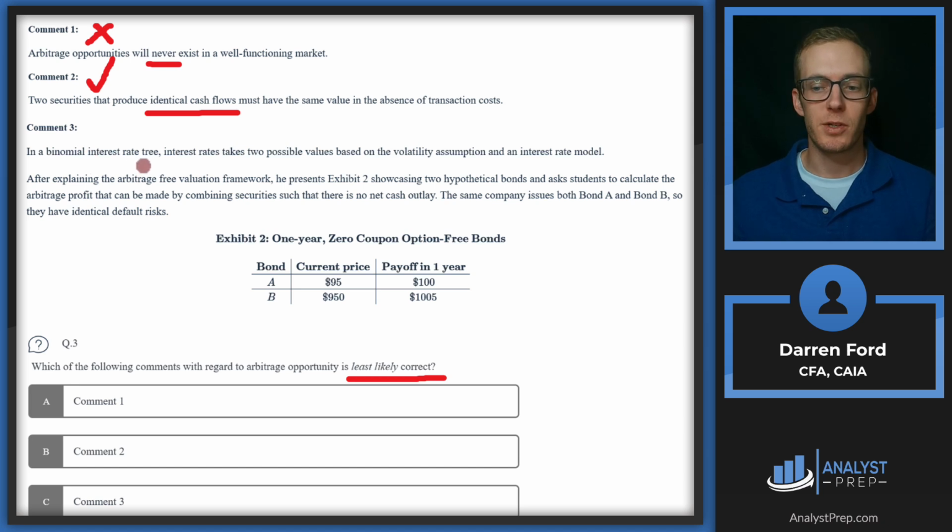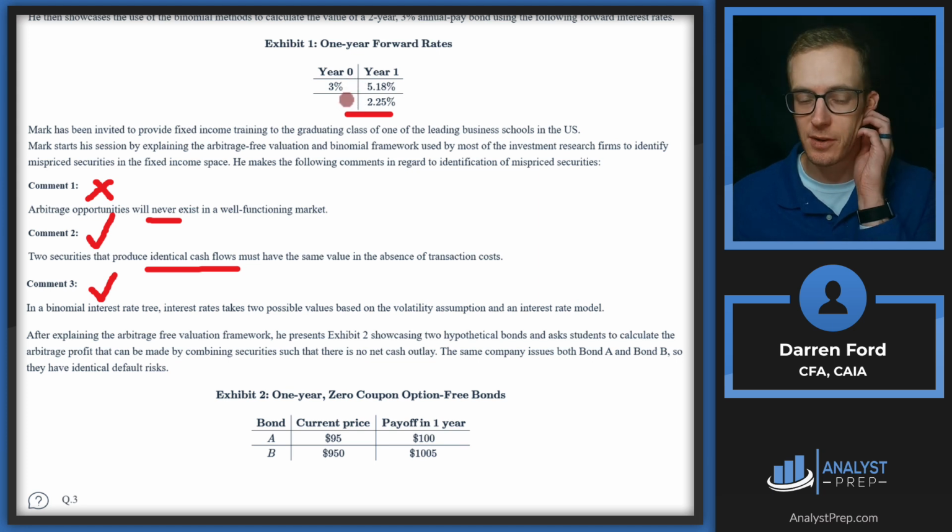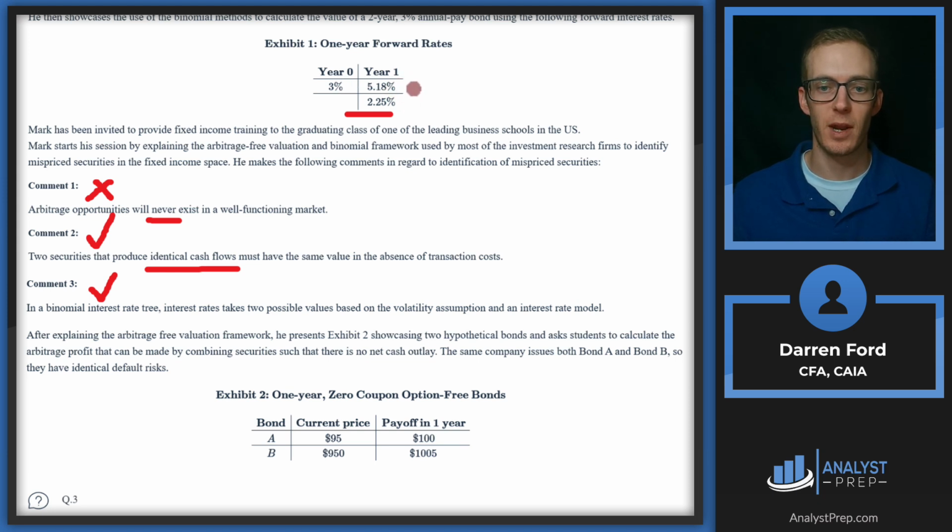Comment 3, in a binomial interest rate tree, interest rates take 2 possible values based on the volatility assumption and an interest rate model. That's also a correct assumption. So if we look at Exhibit 1 as an example, we started at 3 and we went up to 5.8 in the up scenario, and we went down to 2.25 in the down scenario. If we had higher volatility, the spread on these 2 numbers would have been even greater. This might have been like 6.5, and this could have been 1. Or if the volatility was lower, then this could have been a tighter spread between these 2.